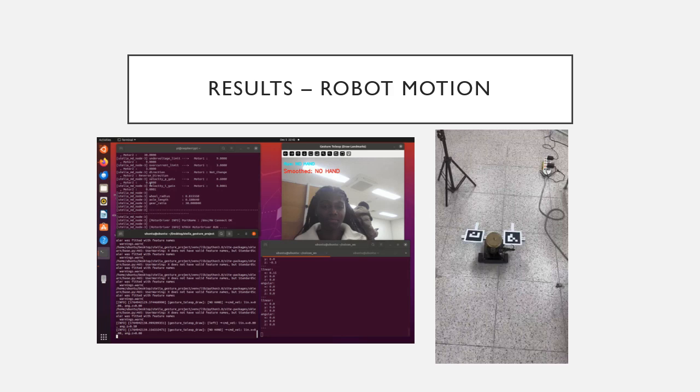These are recorded videos showing the results for the robot's motion. I couldn't record these simultaneously, but if you look at the pattern of my hand motion and the pattern of the robot motion, you can tell that it's responding to my hand gestures.